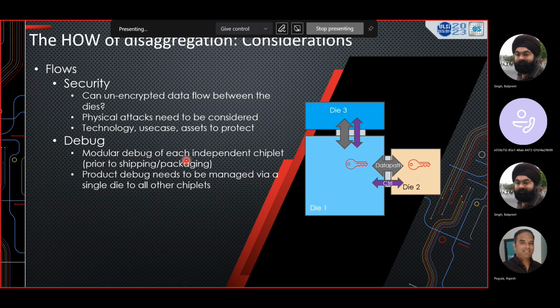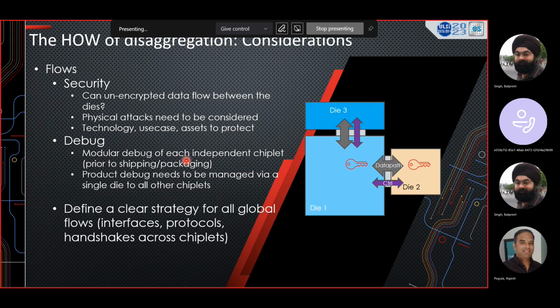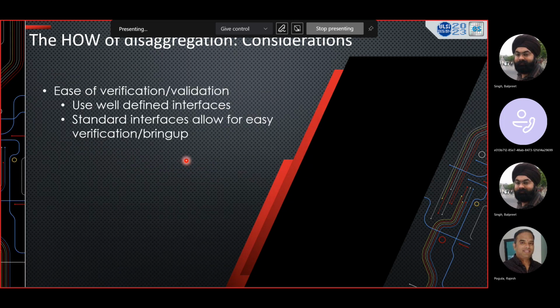So like we said, for all global flows, we need to have a very, very clear, well-defined strategy before we take on this journey of disaggregation. A lot of thought has to go into the baking of all of these flows prior to even starting on this journey, let's say. All interfaces, protocols, and handshakes across chiplets have to be defined. So what is there apart from flows?